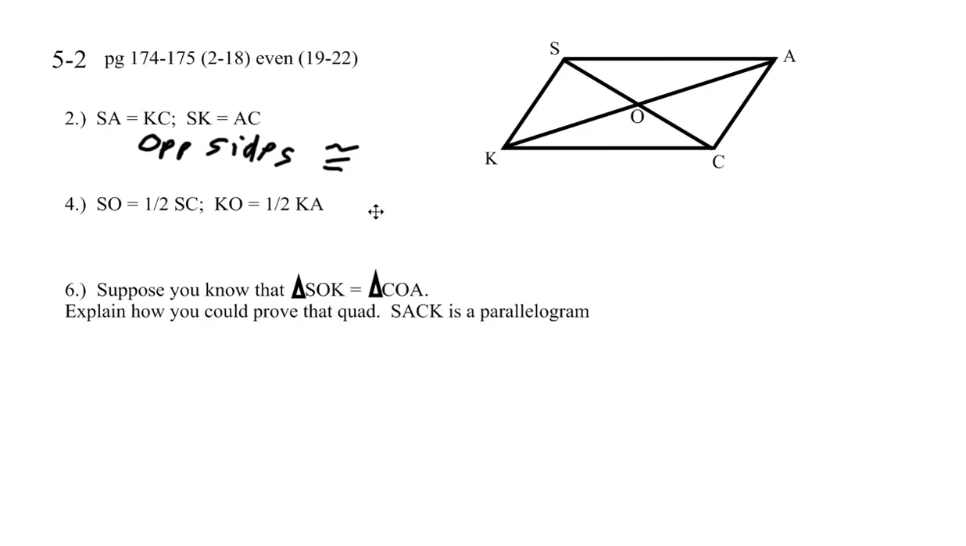The next one says SO is half of SC, meaning these two things end up being equal, and that KO is half of KA, meaning these two are the same thing. So why is this a parallelogram? Because the diagonals are bisecting each other.